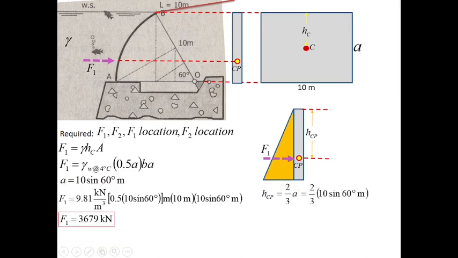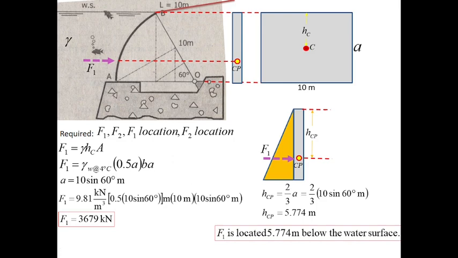So this is now 2/3 of 10 sine 60 degrees, no? 2/3 of A, so ang A natin ay 10 sine 60 degrees kasi nakuha na natin yung A, 10 sine 60 degrees. Okay? And we will get an answer of 5.774 meters. So we can conclude now that F1 is located 5.774 meters below the water surface. No? So it is located 5.774 meters below the water surface. Okay?